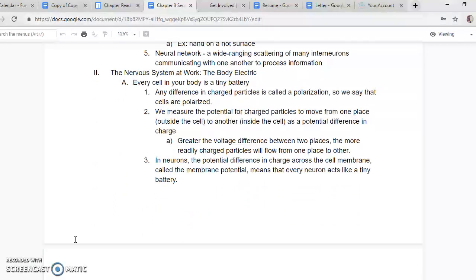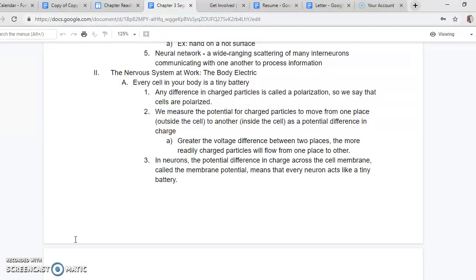This next section, and the last section in segment 1 for chapter 3, is the nervous system at work, or the body electric. So every cell in your body is likened to a tiny battery. Any difference in charged particles is called a polarization. So we say that cells are polarized.